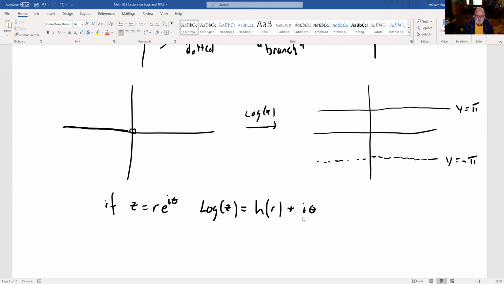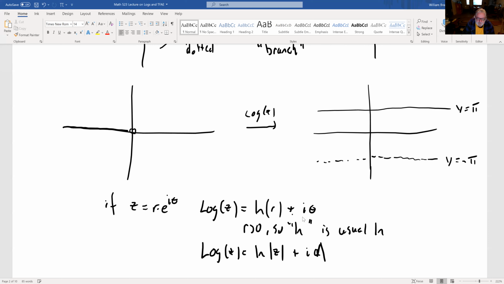And if you remember your logarithm rules, log of a product is a sum. Log of e to the i theta is just whatever that is. Keep in mind that we restrict ourselves to r greater than 0. So ln, that symbol, is the usual ln on the positive real numbers. And you can write this in terms of z itself as log of z equals the logarithm of the modulus of z plus i times capital A arg of z.